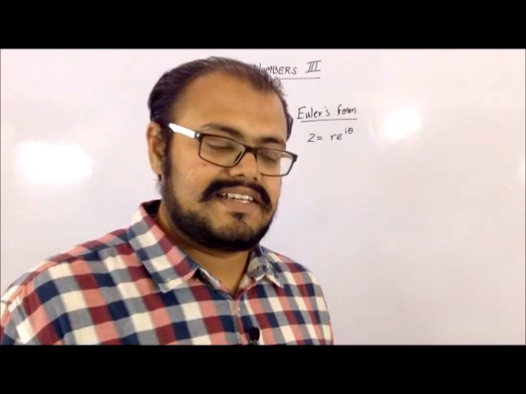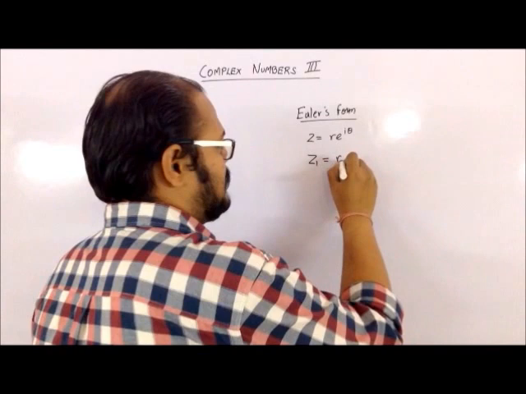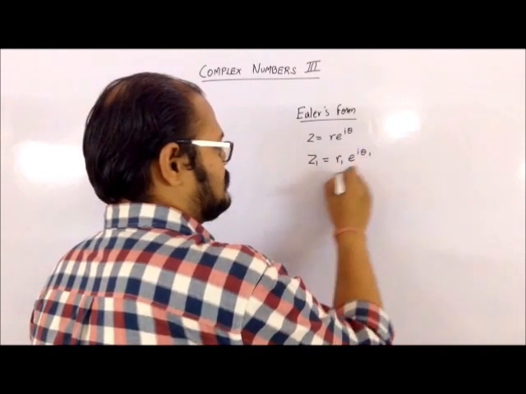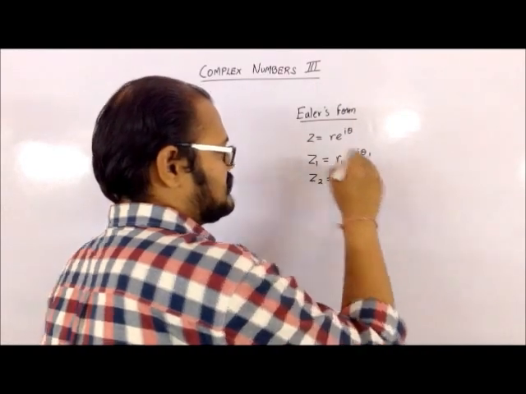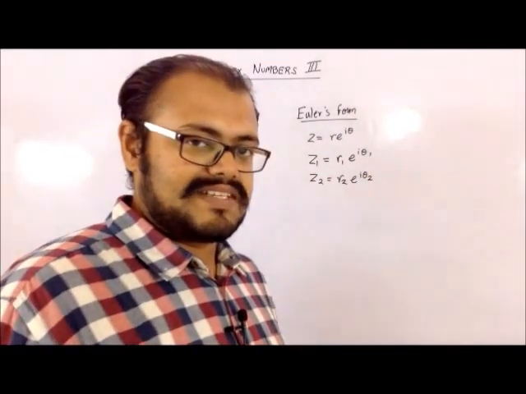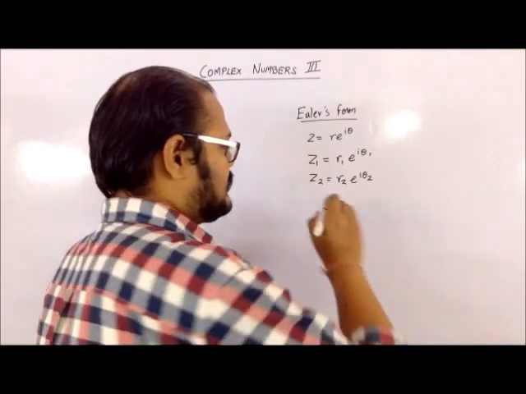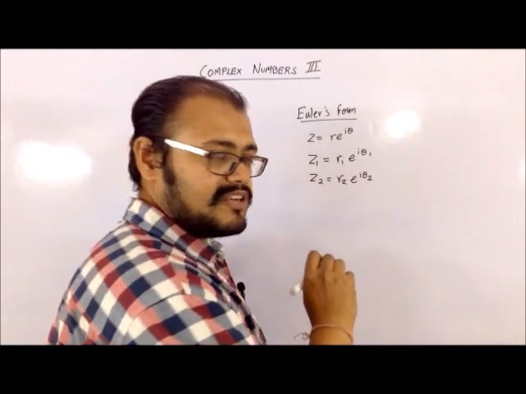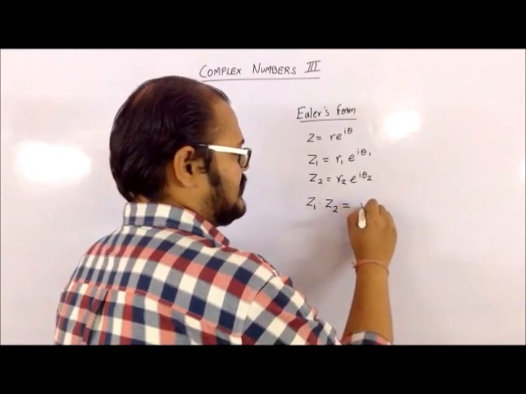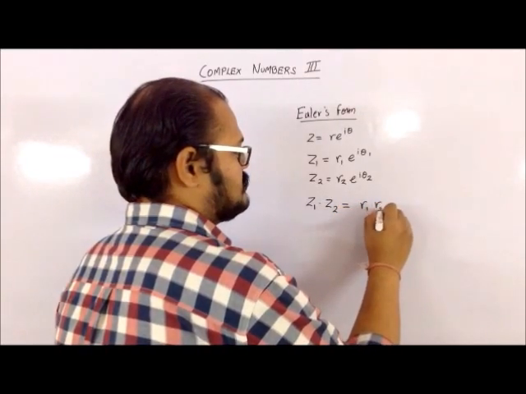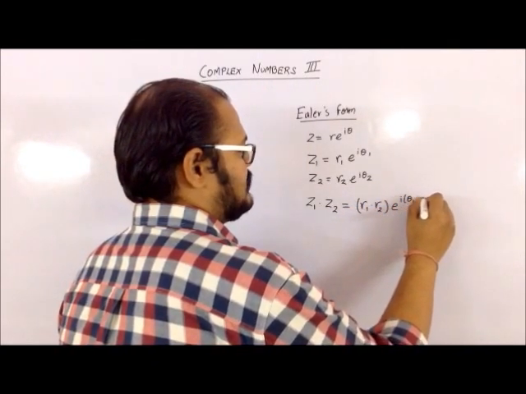Now let us say that I have two complex numbers, z1 which is defined by r1 e raised to i theta 1 and z2 which is r2 e raised to i theta 2. So these are my two complex numbers. If I want to take product of them, then it will be simply z1 into z2, which will give me r1 into r2 into e raised to i of theta 1 plus theta 2.